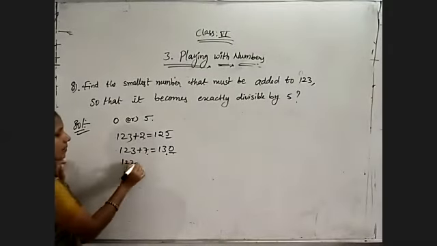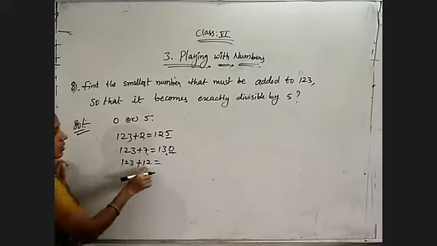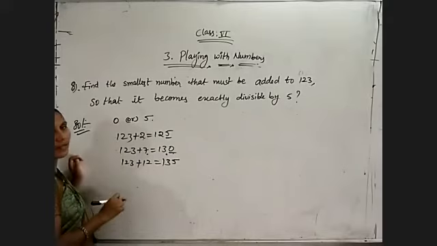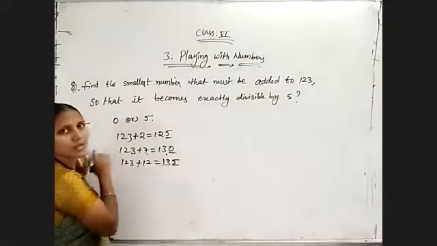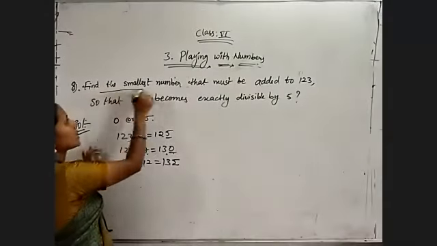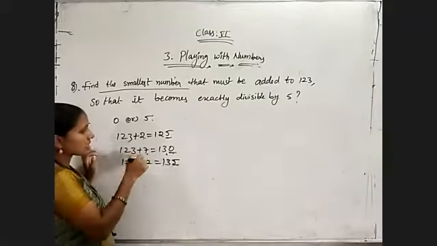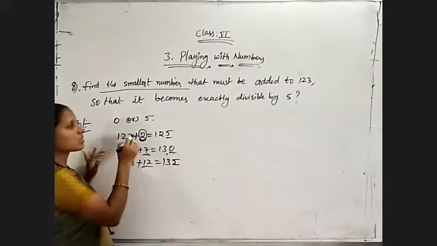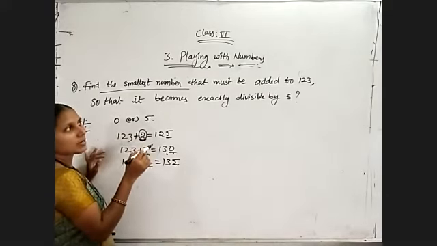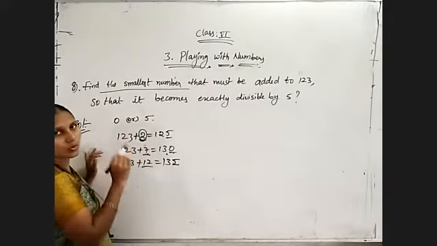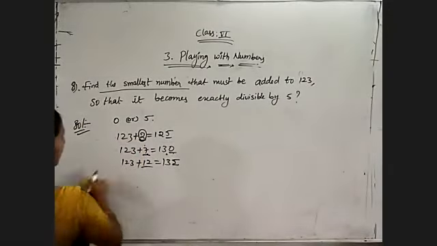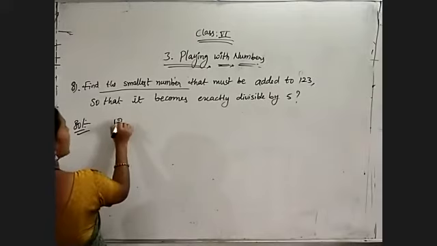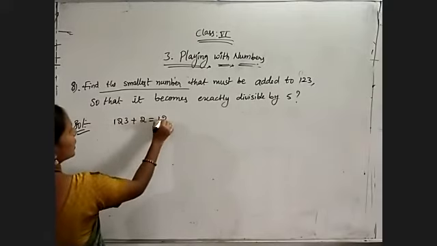And 123 plus 7 plus 5, that is 12, is equal to 135. Observe here I got 5, so this one is also divisible by 5. But what is the question? Find the smallest number. So what is the smallest among 2, 7, 12? Which one is smaller? 2 only is smaller. So the smallest number which must be added to 123 is 2. So 123 plus 2 is equal to 125.